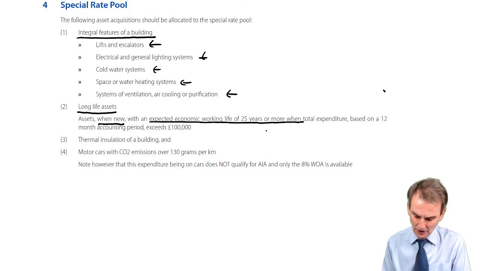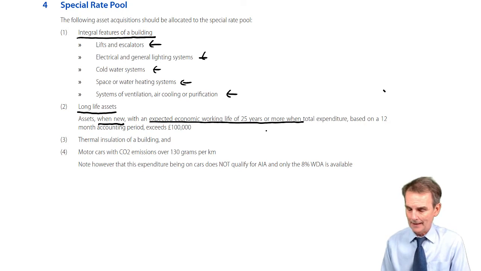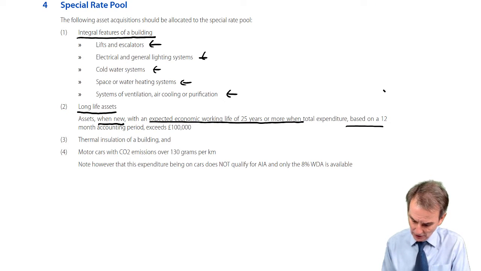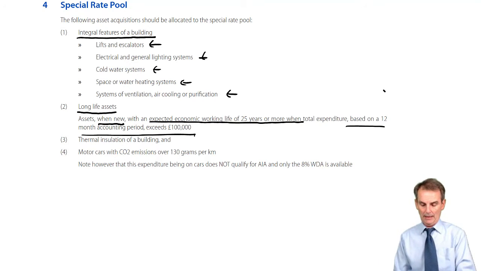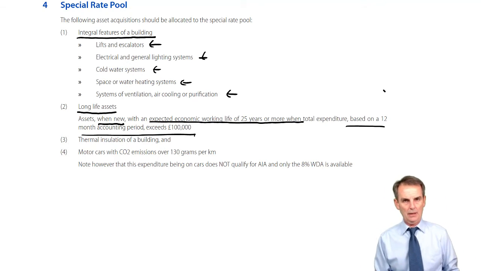Now that will only attract this unfortunate rule of limiting the AIA, so limiting the WDA to the lower level of 8%, if, based on a 12-month accounting period, the amounts exceed £100,000. So if the amounts that you incurred were less than £100,000 within a 12-month period on such long life assets, then it's not special rate.